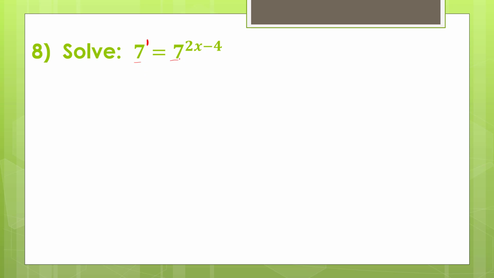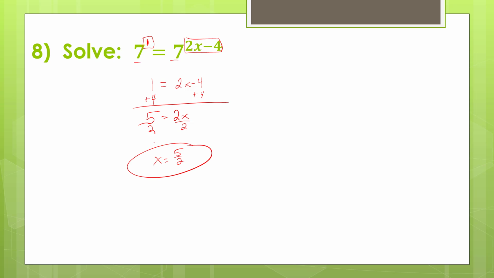So since our bases are the same, we can set our powers equal to each other. 1 is equal to 2x minus 4. We'll add 4 to both sides. And 5 is equal to 2x. And we finally divide by 2 and learn that x is equal to 5 over 2. Go ahead and leave it as a fraction. No point in wasting time changing it.